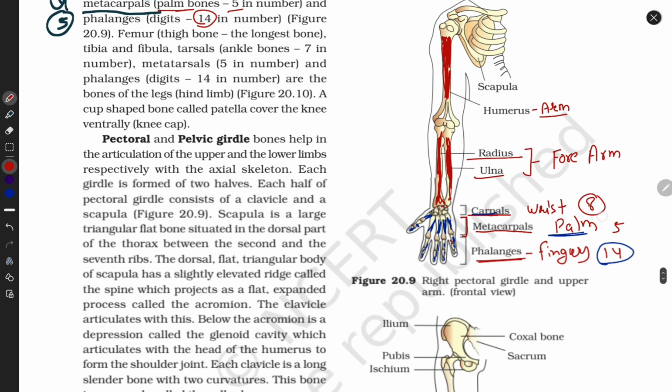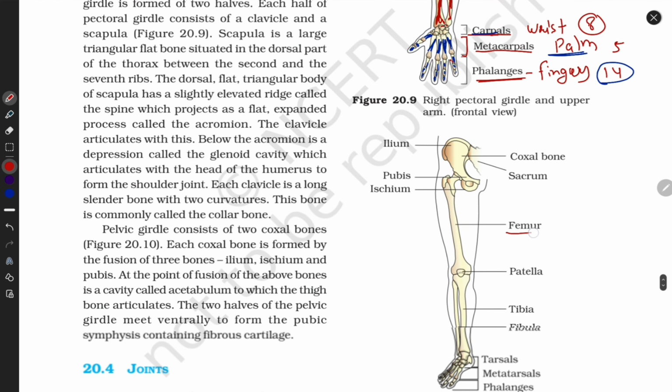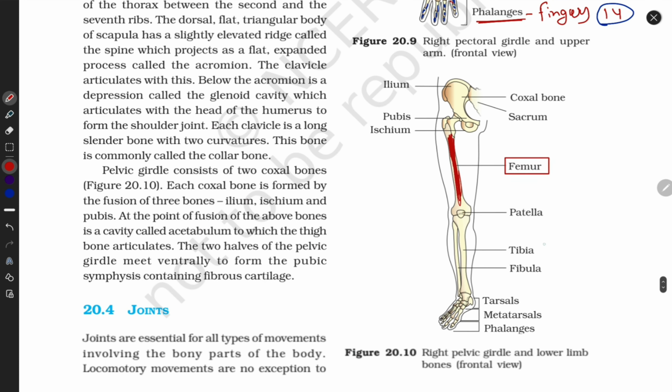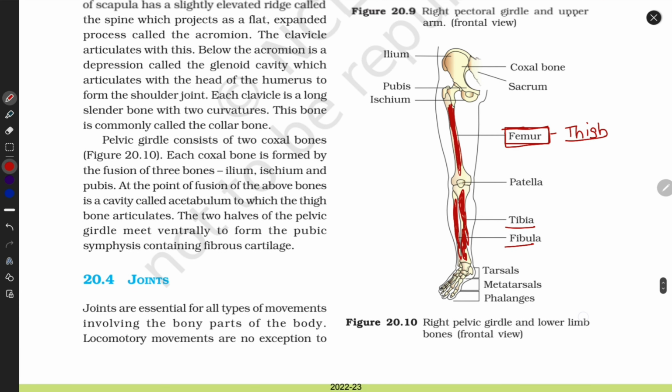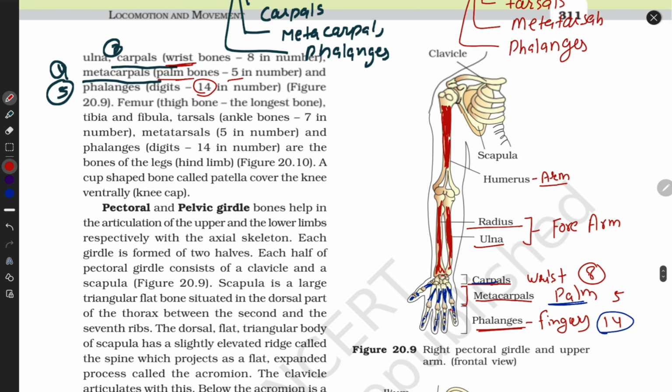So look here. This is the femur part, the longest and strongest bone. And now this is the tibia, very thick. Next, this is the fibula. The femur makes our thighs. Now next, the tarsals, our ankle. These are the metatarsals and these are the phalanges. Clear, guys? This is the femur, tibia, fibula, tarsals, metatarsals, and phalanges. I hope these terms are clear.